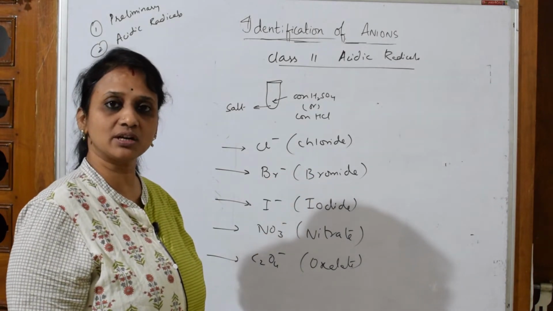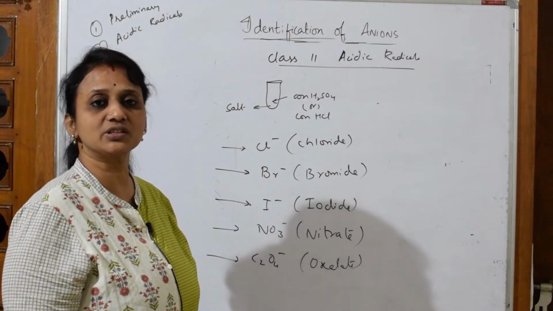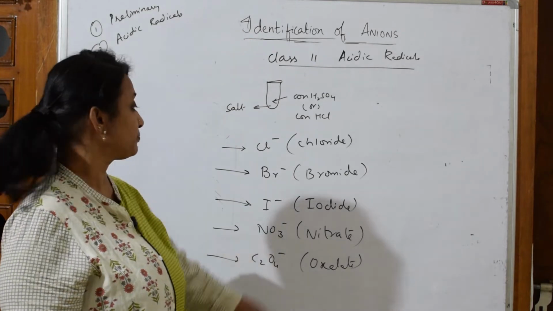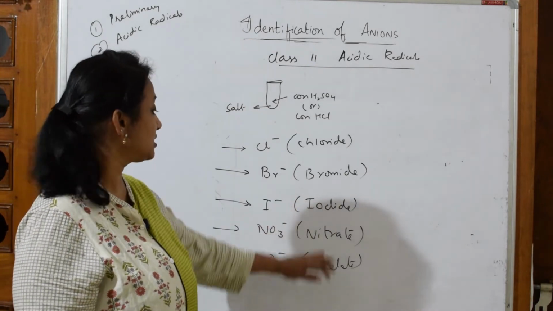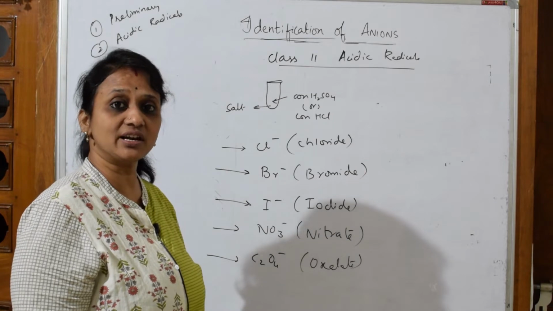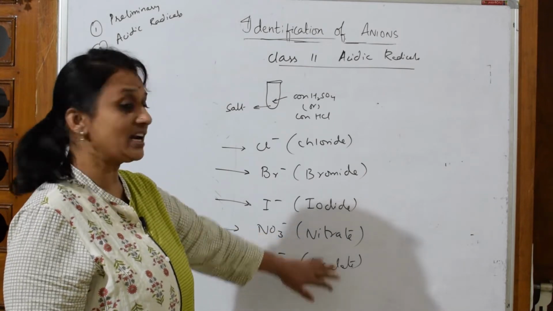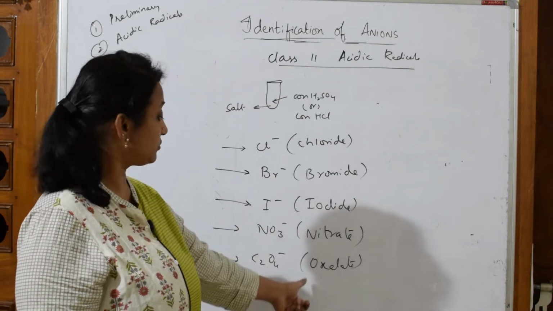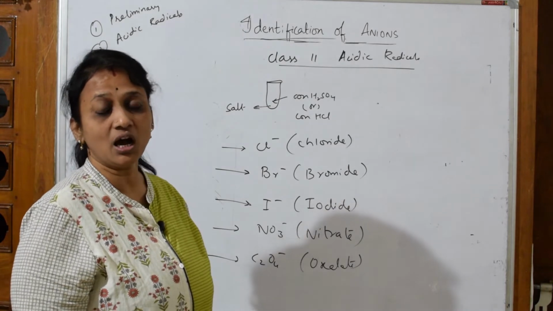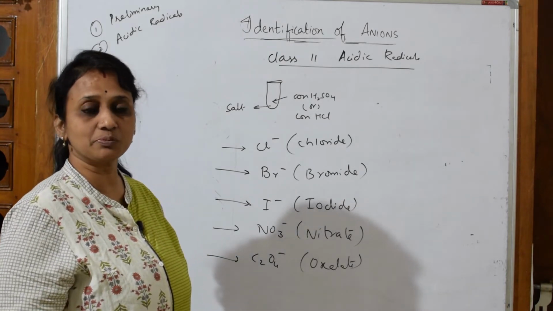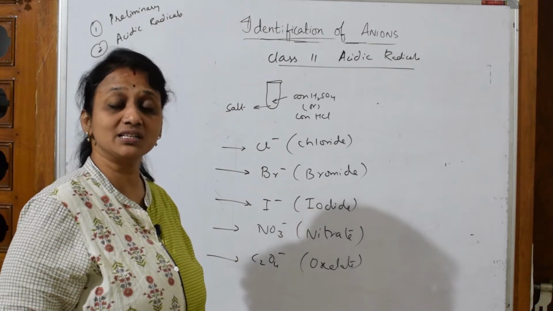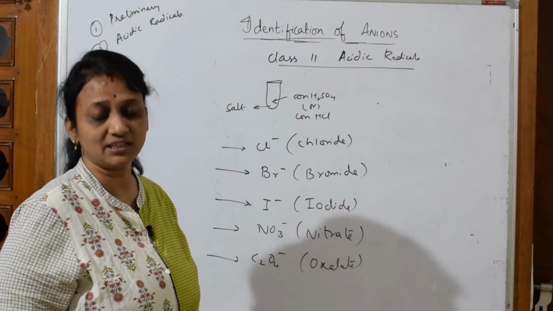How to test chloride in the lab? What is the confirmatory test? That is Chromyl Chloride Test. For bromide, layer test. For iodide, starch iodide test or starch paper test. For nitrate, we'll be doing brown ring test. For oxalate, I'll be showing you how to test oxalate. Even there is a project in grade 12 testing oxalate in guava fruit. Let's start off.